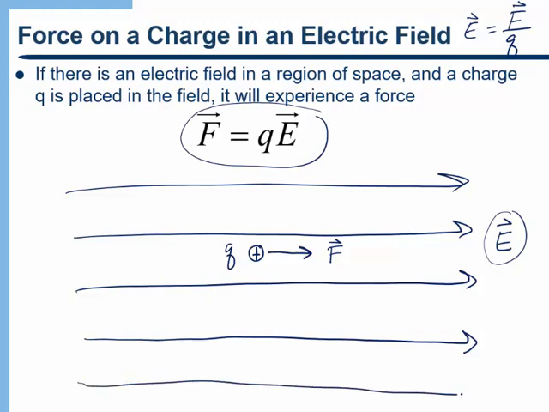Notice, by the way, that if in the same field instead I put a negative charge, it will always experience a force opposite the direction of the electric field. That's important because you'll notice that F and E are always in the same direction except if Q is negative, and then they're in opposite directions. So a positive charge put in an electric field will experience a force in the direction of the field. A negative charge put in an electric field will experience a force opposite the direction of the field.